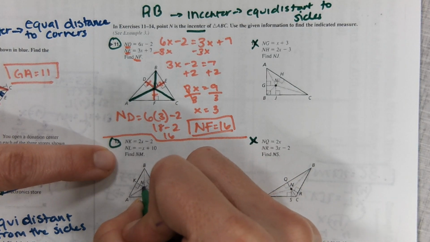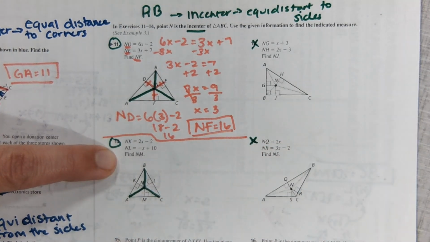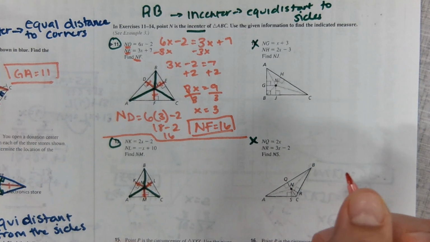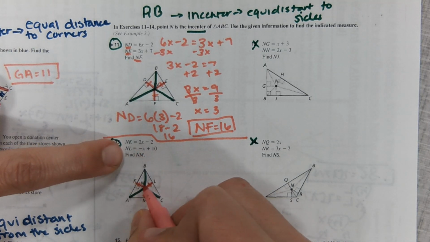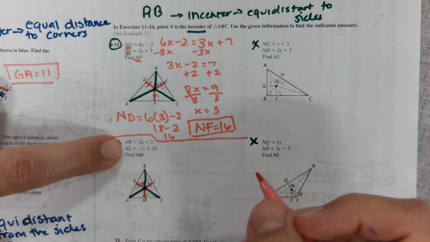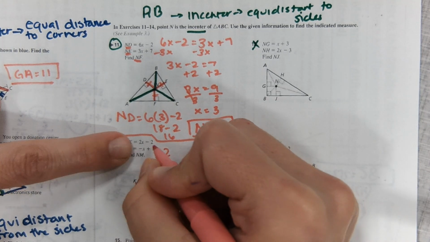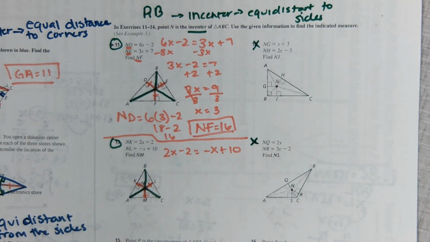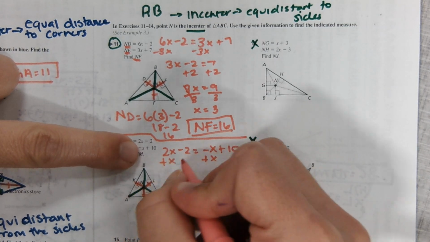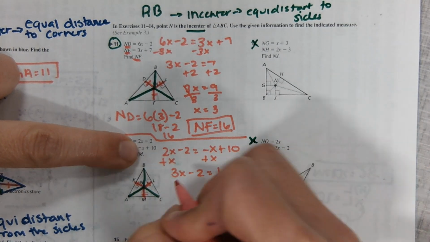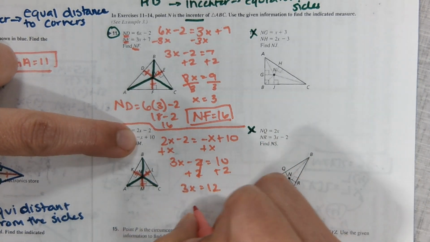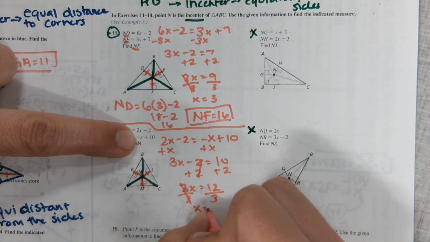Okay, so 13, highlighting the angle bisectors again. And then this incenter is equidistant to the sides, so these 3 pink lines are equal. And just like before, it gave us an expression for 2 of these, and we're trying to find the third. So we can start by just putting this equal to the expression for the other one. And we will solve. So add x over here. 3x minus 2 equals 10. 3x equals 12. X equals 4.